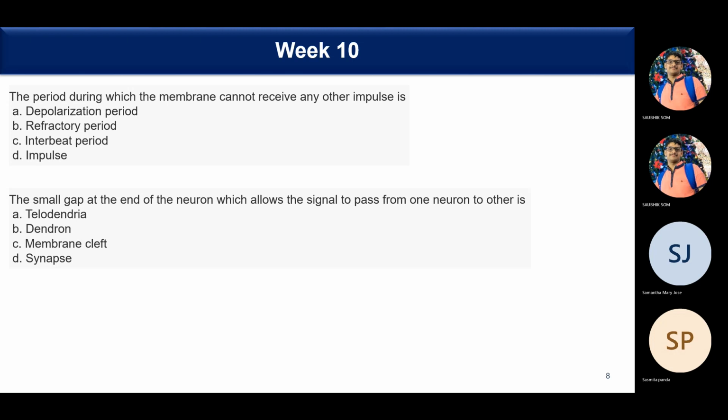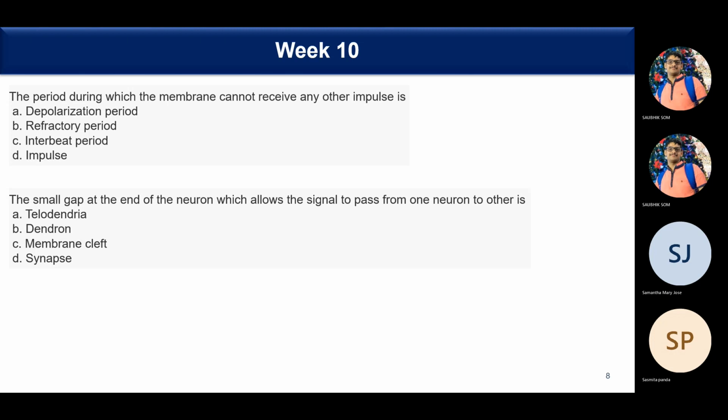The period during which the membrane cannot receive any other impulses: depolarization period, refractory period, inhibit period, or impulse. It is the refractory period. Between two depolarization sessions, there will be a gap. In that gap, the membrane comes back to the previous state. This is known as the refractory period.